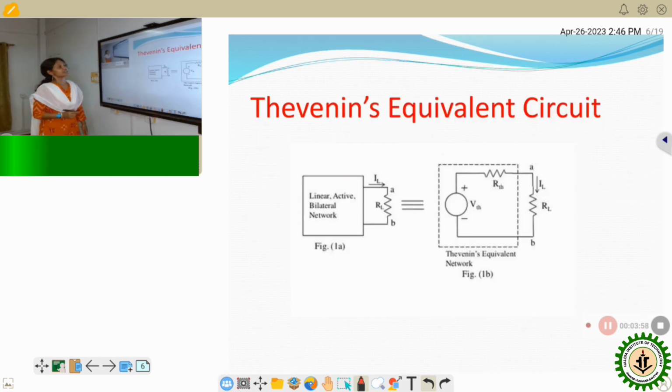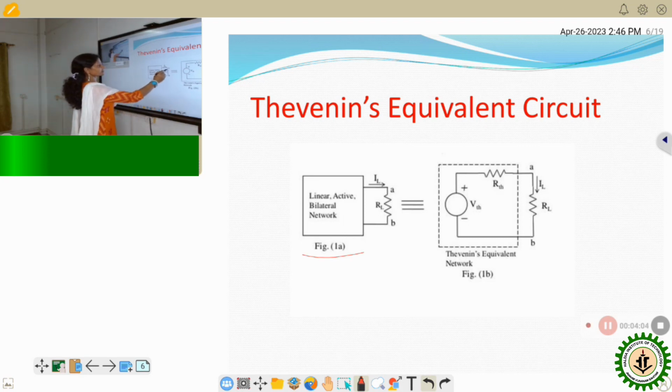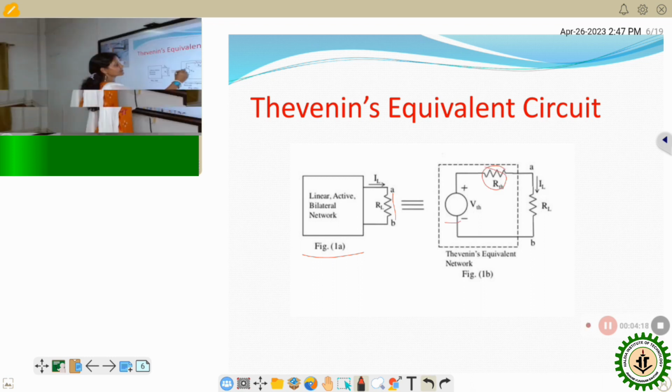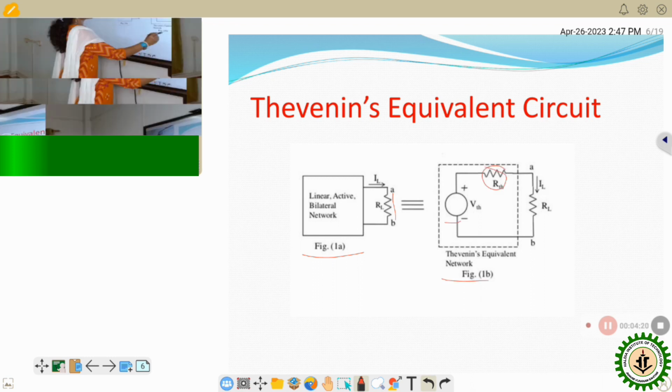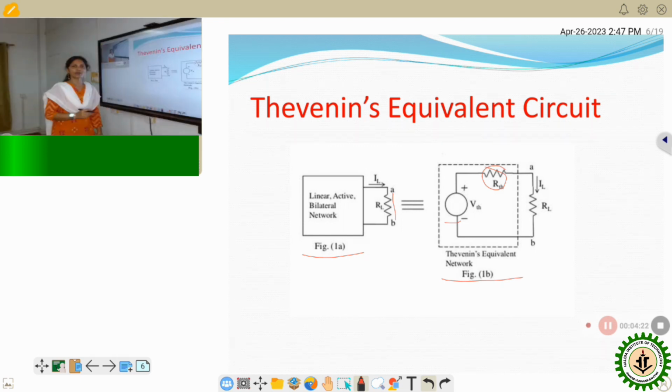This is the Thevenin's equivalent circuit. Suppose this is a linear active bilateral network and this RL is connected here. Then by applying the steps, we can obtain this type of circuit, that is, this circuit having one VTH and one RTH. This is called the Thevenin's equivalent network or Thevenin's equivalent circuit.